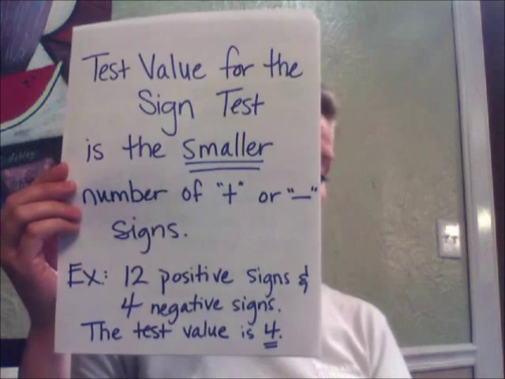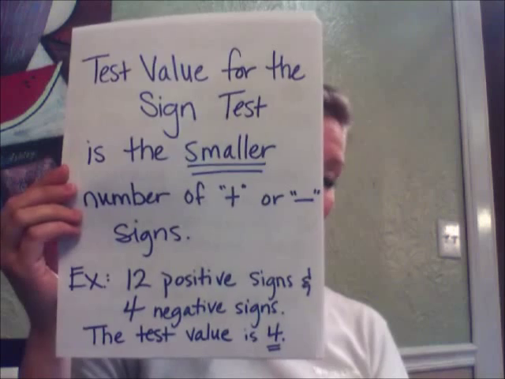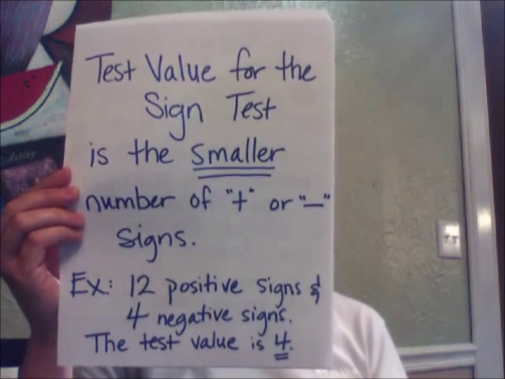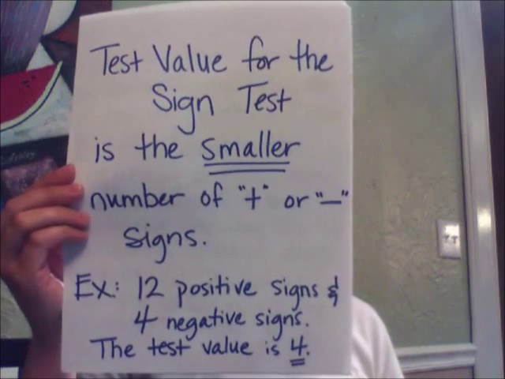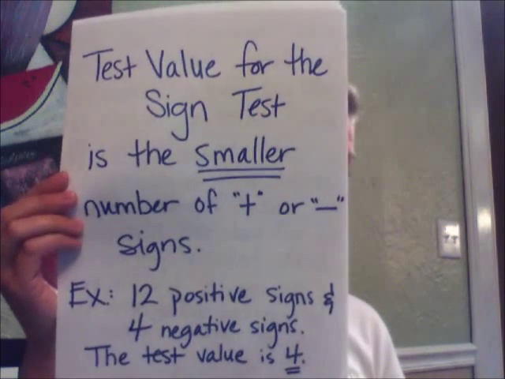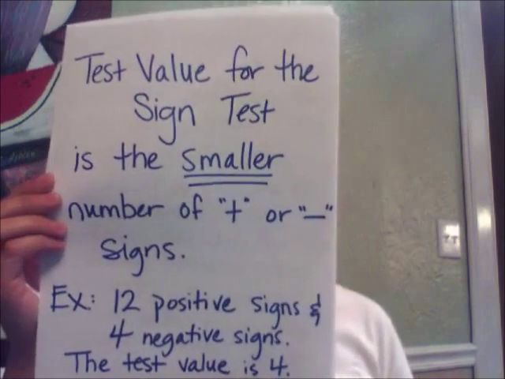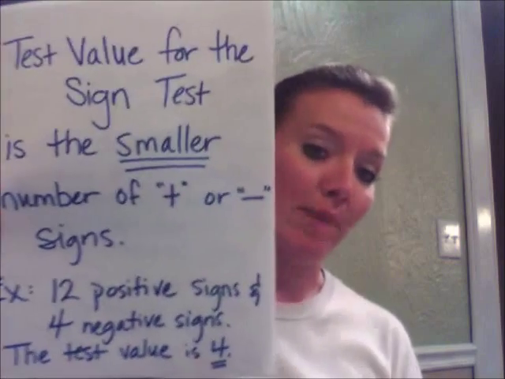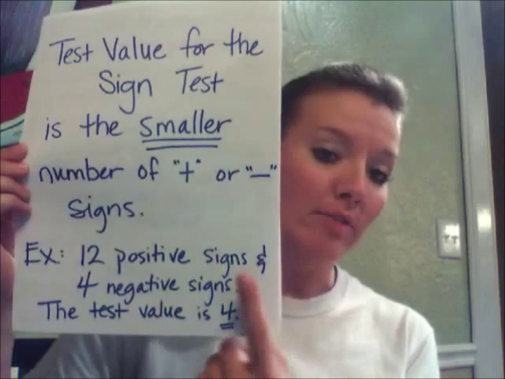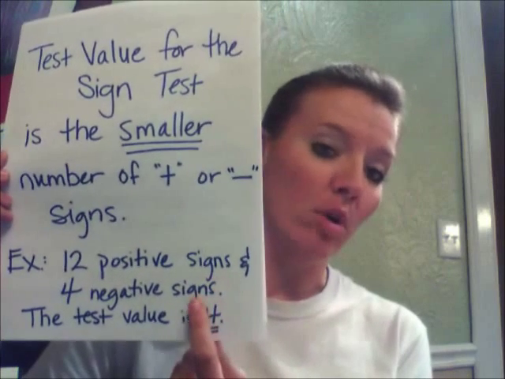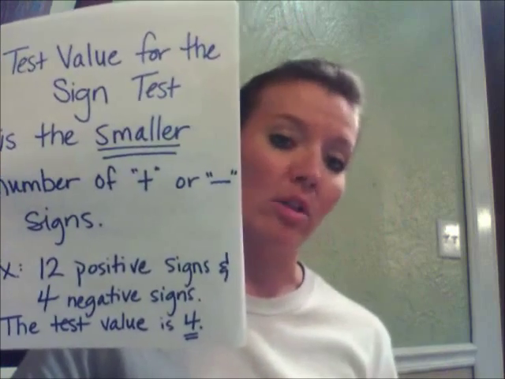If the null hypothesis is true, the number of plus signs should be approximately equal to the number of minus signs. If the null hypothesis is not true, there will be a disproportionate number of plus or minus signs. As here stated, the test value is the smaller number of plus or minus signs. Therefore, if you have 12 positive signs and 4 negative signs, your test value is 4 because 4 is the smaller number of the two.